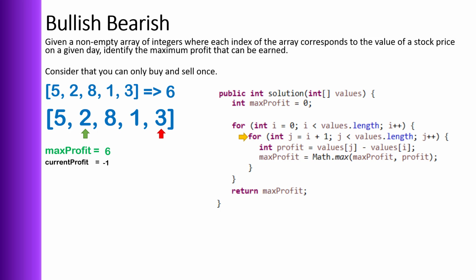As you can see, we are iterating through the array each time, and then compare the current profit to the max profit. Alright, so now that we are at the last combination or last scenario, we'll be returning the max profit. So the max profit in this case is 6.